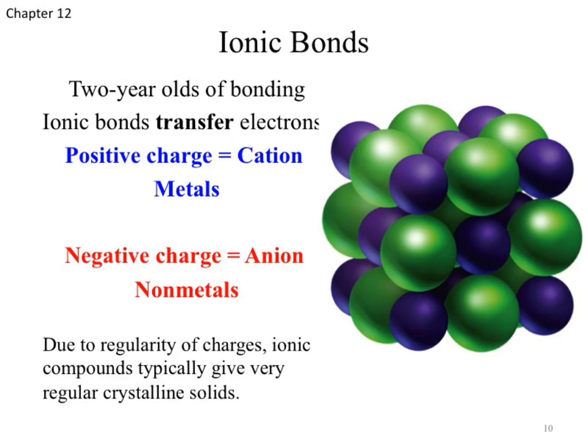Where we ended, what was it, Tuesday? We looked at ionic bonds. And we said that when we're looking at ionic bonds, the characteristic is that we've got a metal and a nonmetal.